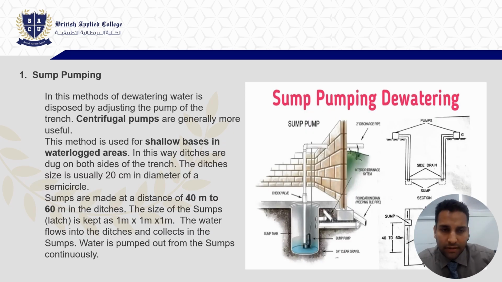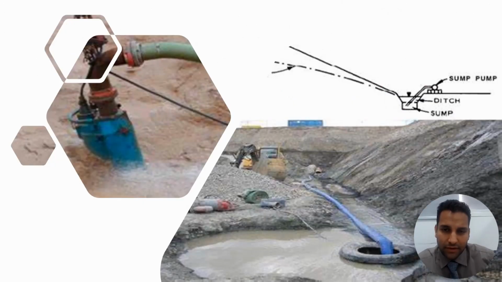In this method of dewatering, the water is disposed of by installing a pump in the trench. Generally they are centrifugal pumps, like the pumps which you use at your homes. But you also need to understand this method is used for shallow waterlogging only. If you have deep waterlogging, you cannot use this. For shallow waterlogging you can use this method. As you can see in the diagram, this is your sump pumping.